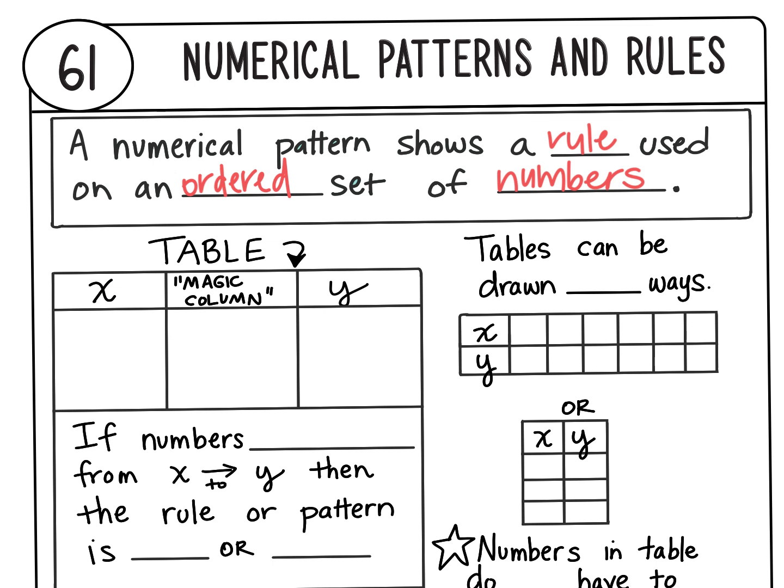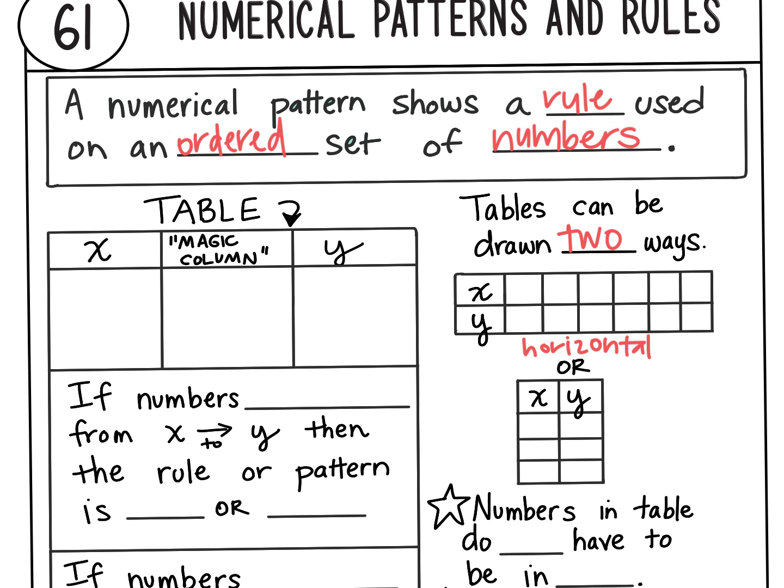Tables can be drawn two different ways. You see the first one, this is horizontal. And then the other version, what would I call that one? Vertical. So you can see tables written in both different ways. They're the same thing, but notice something. Notice that X is always first. So in a horizontal table, X is first on top. In a vertical table, X is first because we read left to right. So it's on the left.